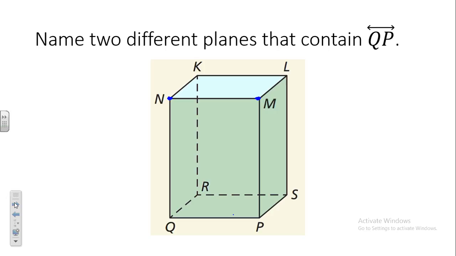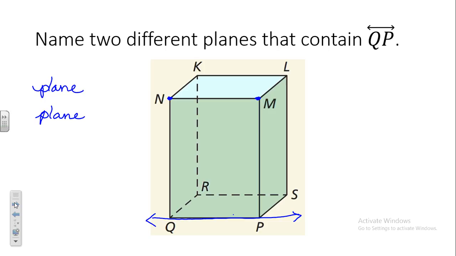So first of all, when I want to name a plane, do I have a symbol? Nope. So we have to write the word plane. What do you think? Okay, so QP is here, right? This is line QP. So a bottom plane would contain it, and the front face would contain it, right?